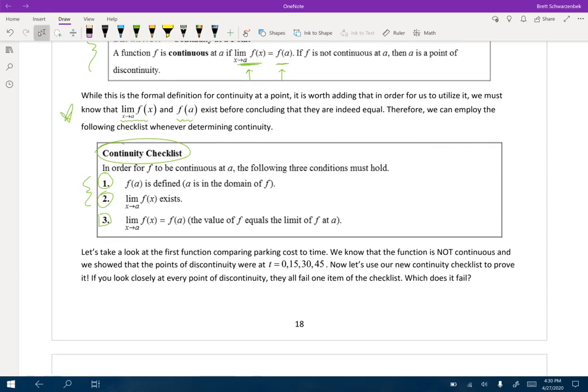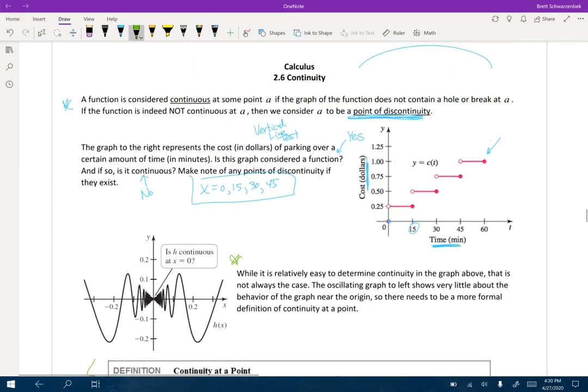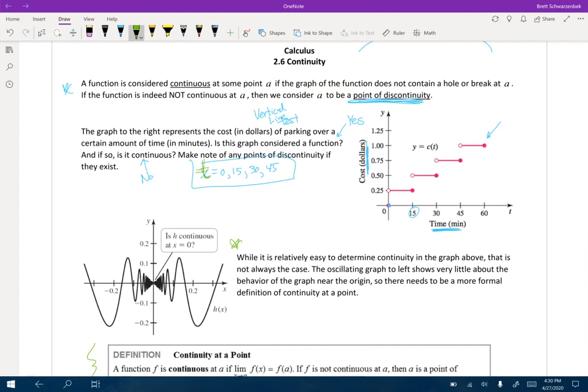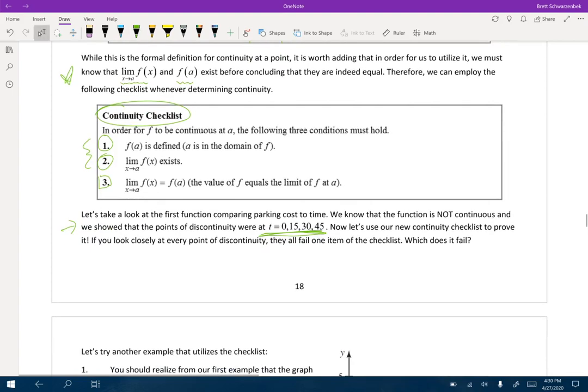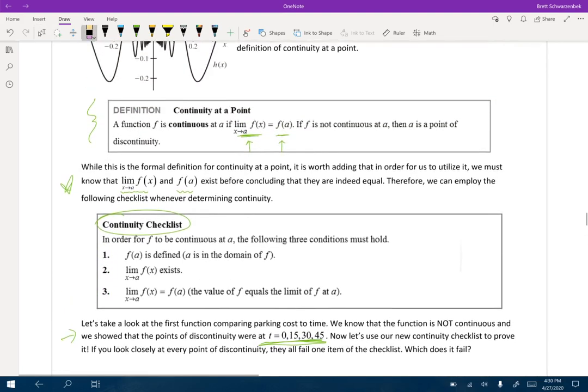So it says, let's take a look at the first function comparing cost to time. We know that the function is not continuous, and we showed the points of discontinuity where t is equal to 0, 15, 30, and 45. So this should be t here, okay, because the axis is t. It says, note, let's use our new continuity checklist to prove it. If you look closely at every point of discontinuity, they all fail one item on the checklist. Okay, let's do it.